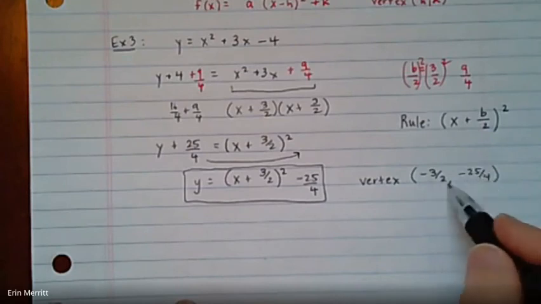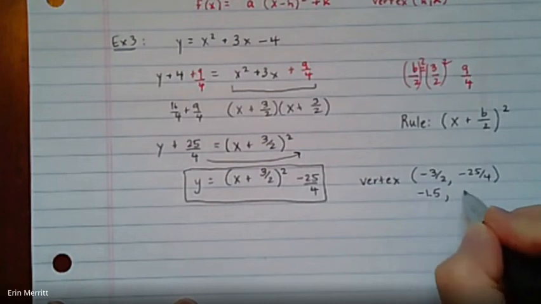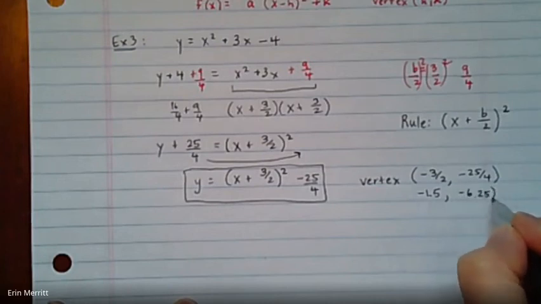Now, if we actually typed this into the calculator and went and looked for that vertex, you wouldn't see these numbers pop up. You would see it as a decimal. So it would be negative 1.5. This would be negative 6.25.